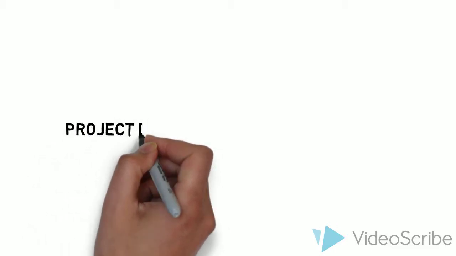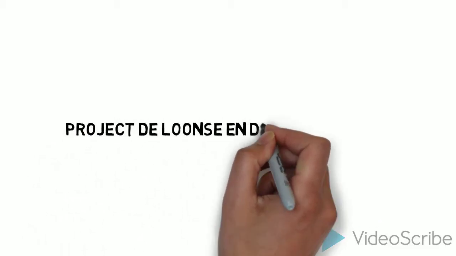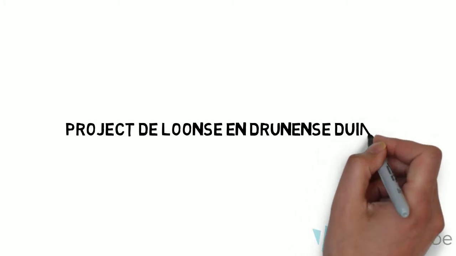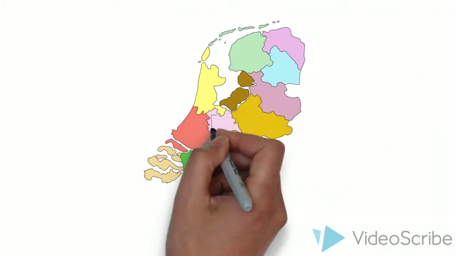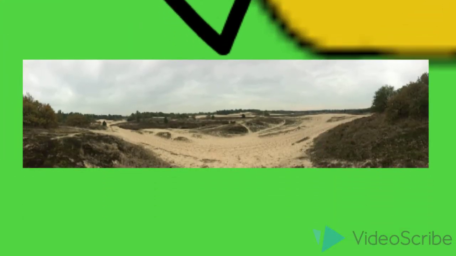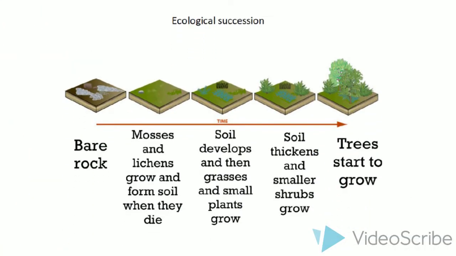The project Loonse and Duinen was done by the advanced students as a part of the environmental geography minor. The study area is located in Noord-Brabant, where inland drift sands and unique habitat remain from the Ice Age. This area is a nature reserve, which is threatened by a process called ecological succession.